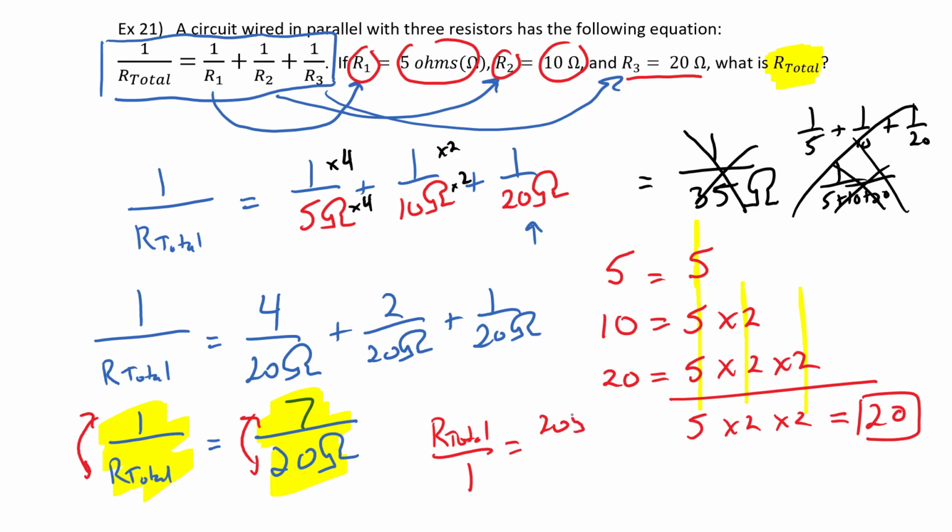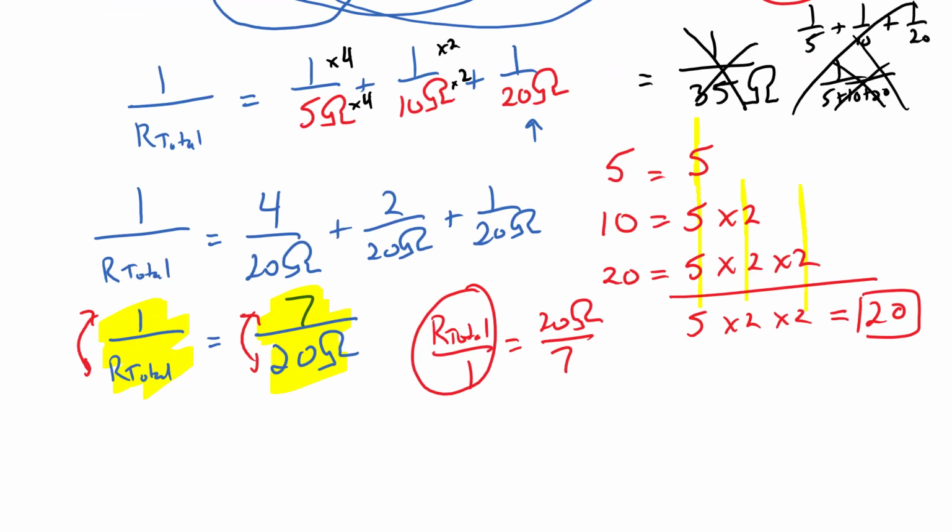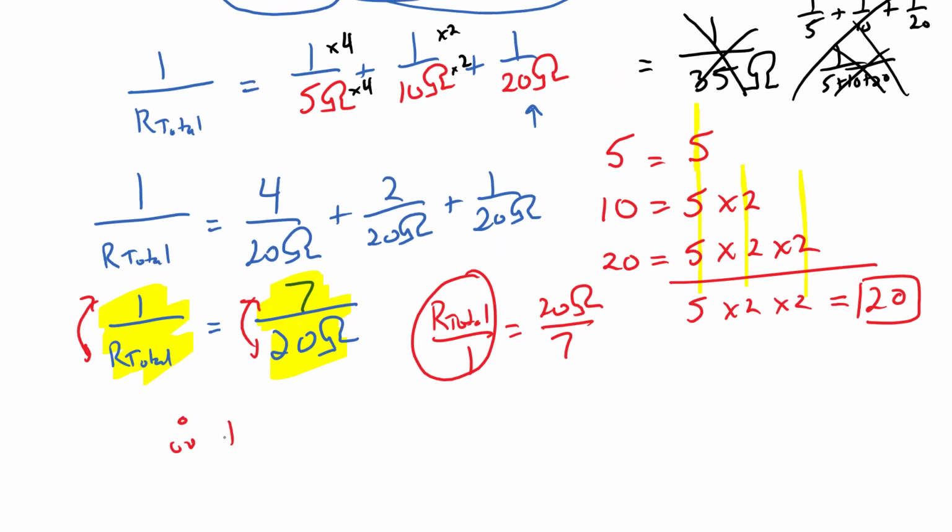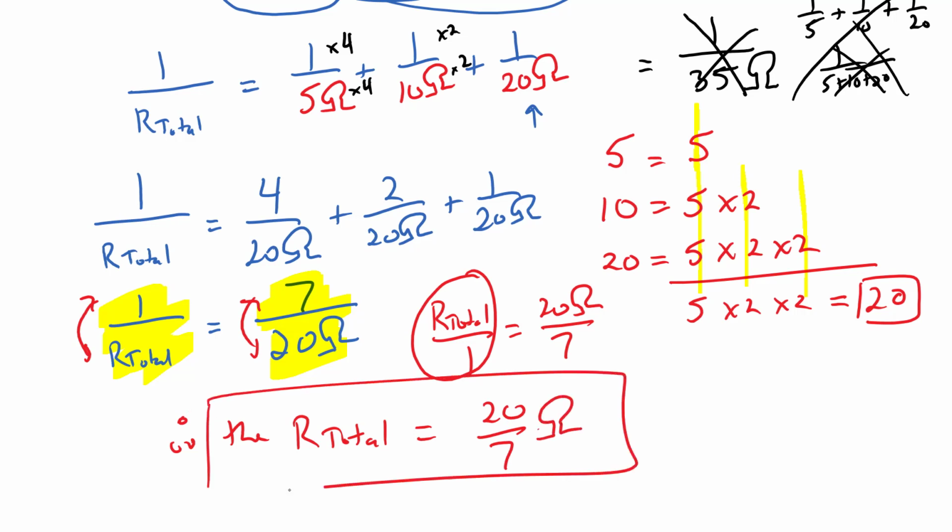20 ohms over 7. You can see this is what I asked for. This is what we're getting here. Therefore, the R total, the total resistance, is equal to 20 over 7, and ohms is the units. Always double check that. Many times there's one additional step you have to do. Make sure you don't miss that. Easy way to lose marks.